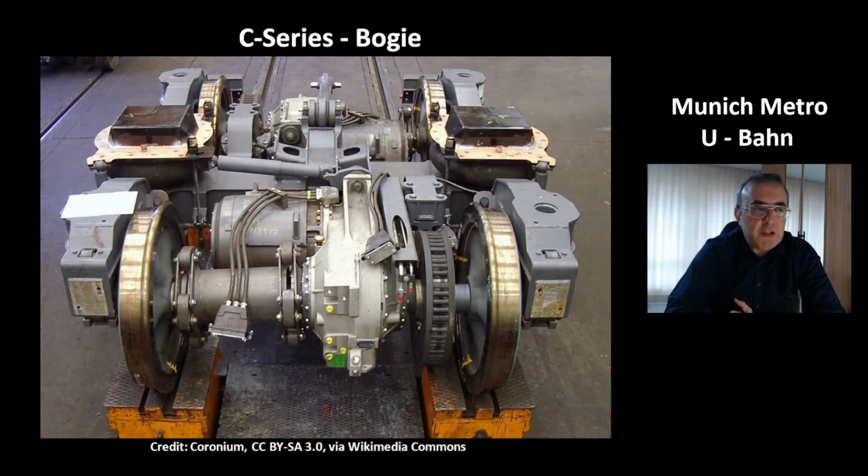This is how the bogie looks like. It's a high precision part. For example, the wheels have to be very precise to work nicely.